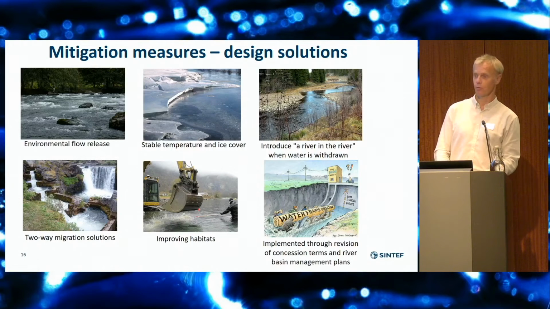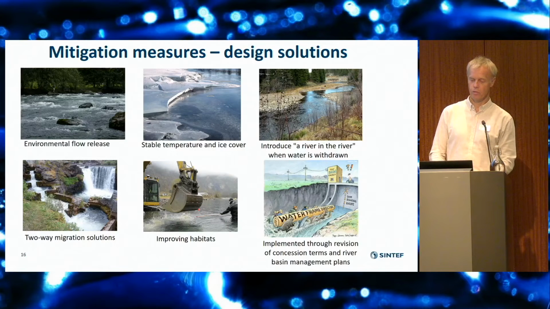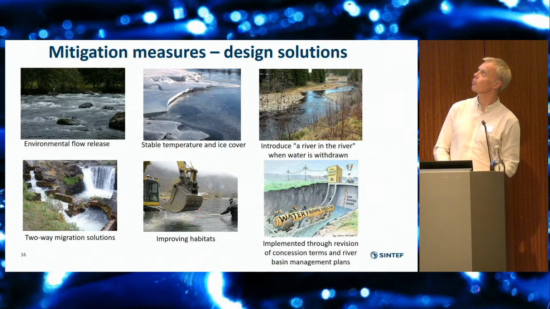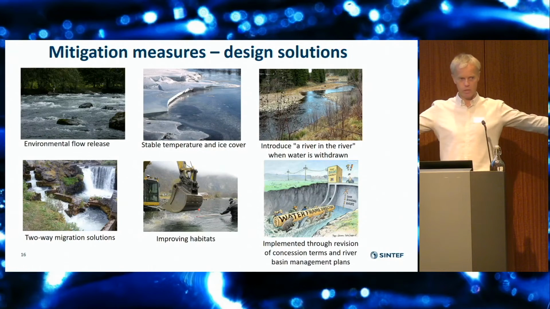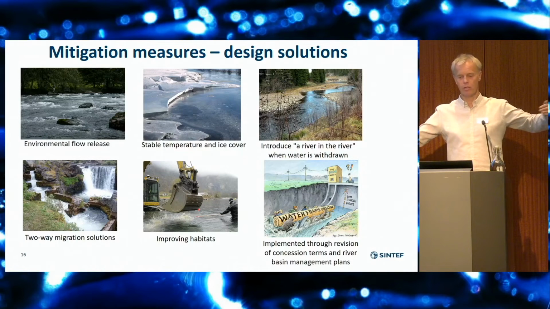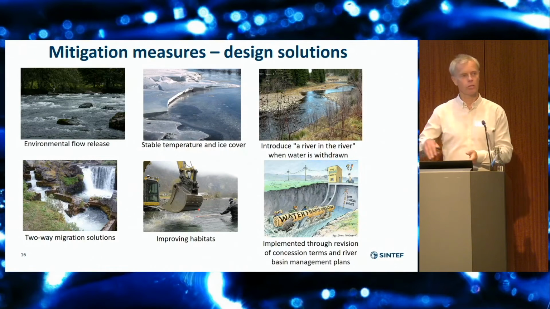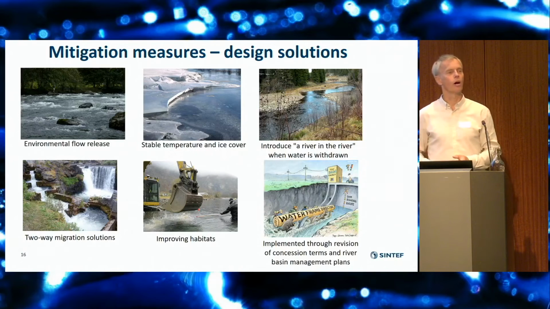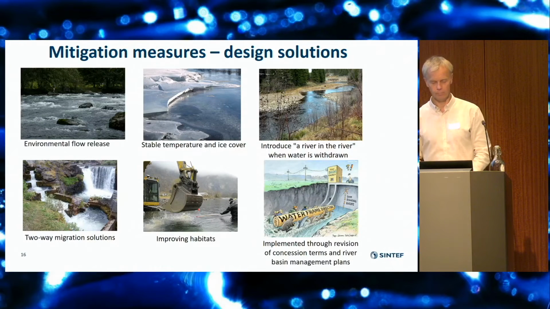If that maintains through the climate change, I don't know. We need to have two-way migration solutions. We may also improve habitats artificially, like this picture with the gravel digger adding gravel for spawning habitat. And we can make a so-called river into the river, which is actually redesigning the upper right picture, a larger river which has less water now. We redesign it with some pools and riffles to maintain some kind of hydraulic diversity, as we call it.